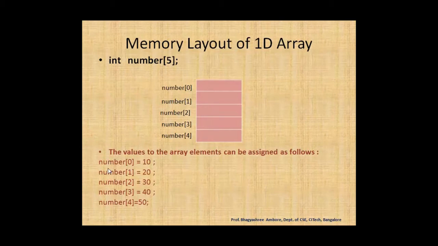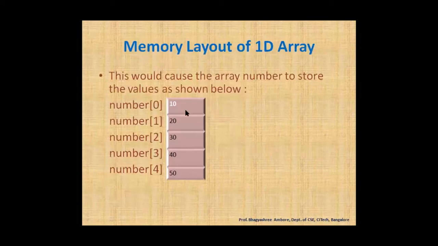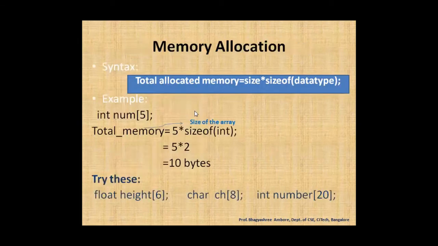If I put number of 0 equals 10, number of 1 equals 20, number of 2 equals 30, number of 3 equals 40, number of 4 equals 50, I have just assigned the values. Those values will be placed like this. First, number of 0 will be assigned 10, number of 1 will be assigned 20, number of 2 will be assigned the value 30, number of 3 will be assigned value 40, and number of 4 will be assigned value 50.